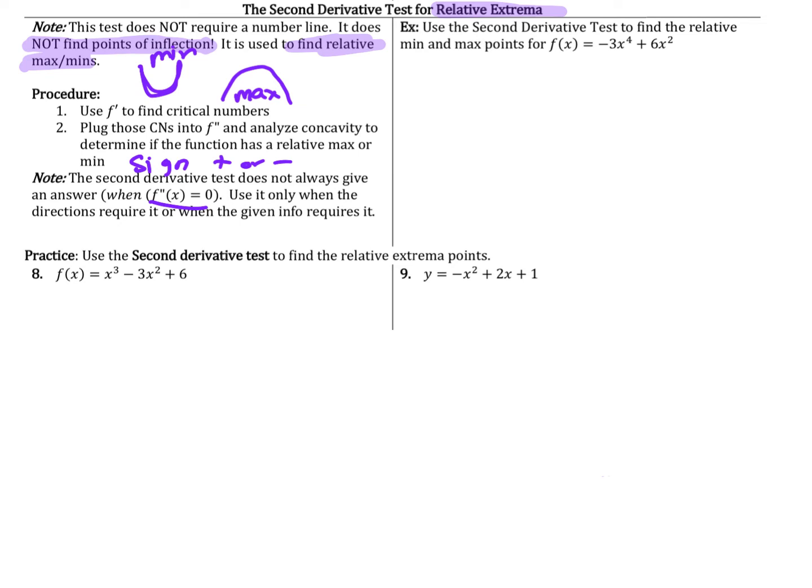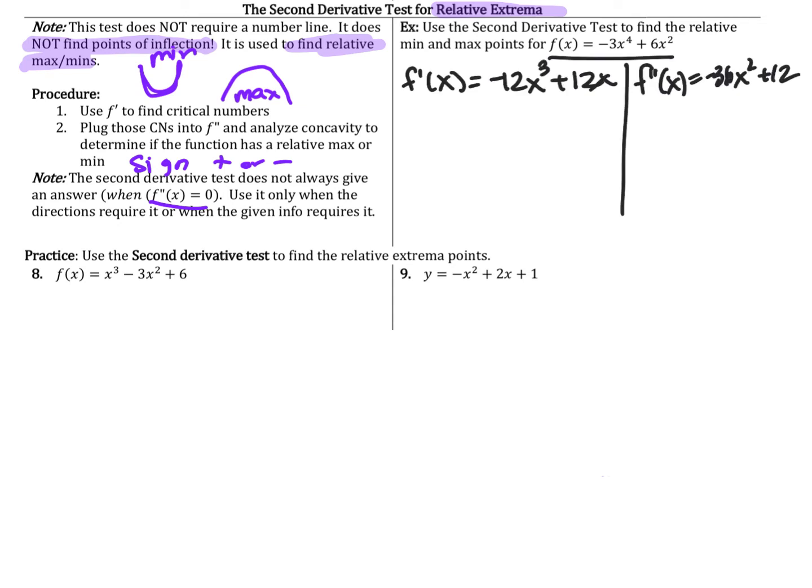So go ahead and pause the video and find your first and second derivative and find your critical numbers. So here I have my first and second derivative. I'm going to set my first derivative equal to 0 to find my critical numbers. So I'm going to factor negative 12x out, which leaves me with x squared minus 1, which means my critical numbers are 0 and plus or minus 1.